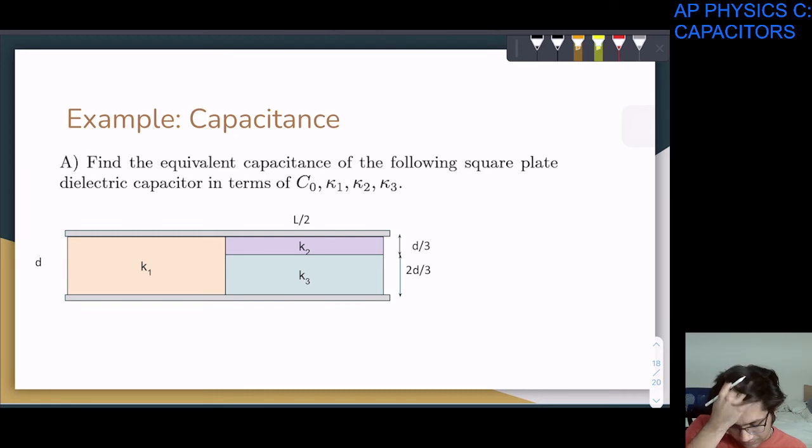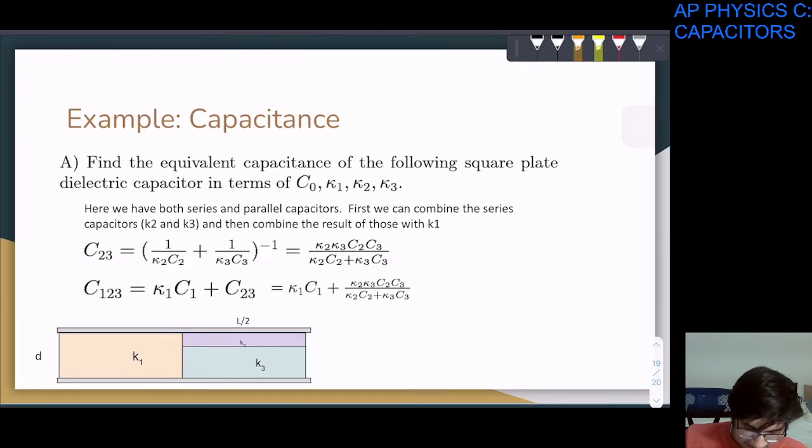And the way that we can do this is we can just combine the series and parallel combinations. So earlier we were looking at explicit capacitors, but now what we can do instead is notice that we can do the same thing with these dielectric constants.